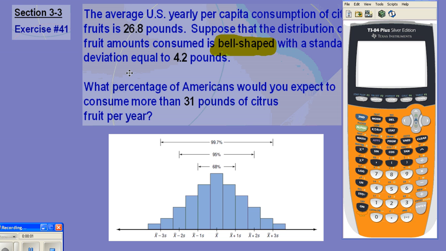All right, here we go. The empirical rule. This is found at the end of section 3.3, excuse me, I said 3.2 but it's 3.3.